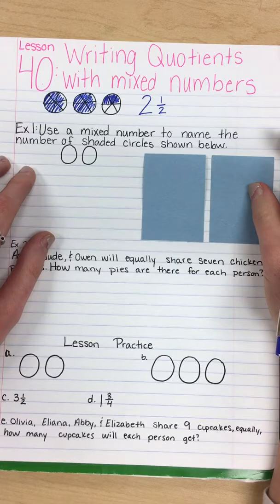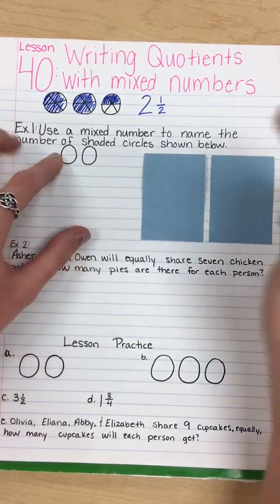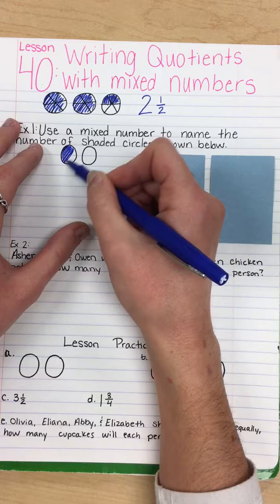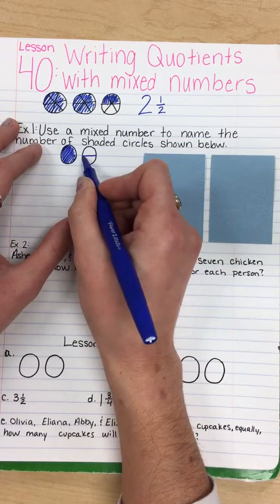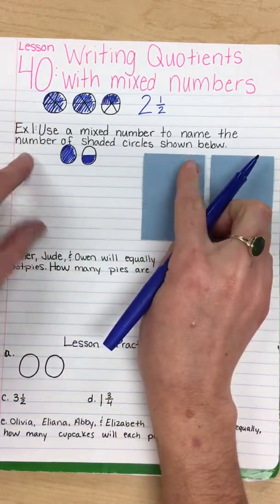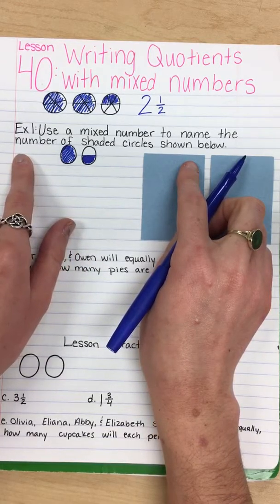So example 1, use a mixed number to name the number of shaded circles shown below. So this is the number of shaded circles shown below. We have 1 full circle shaded and then half of the other circle shaded. Okay, so use mixed numbers to write the number of shaded circles. We see 2 circles total, right?